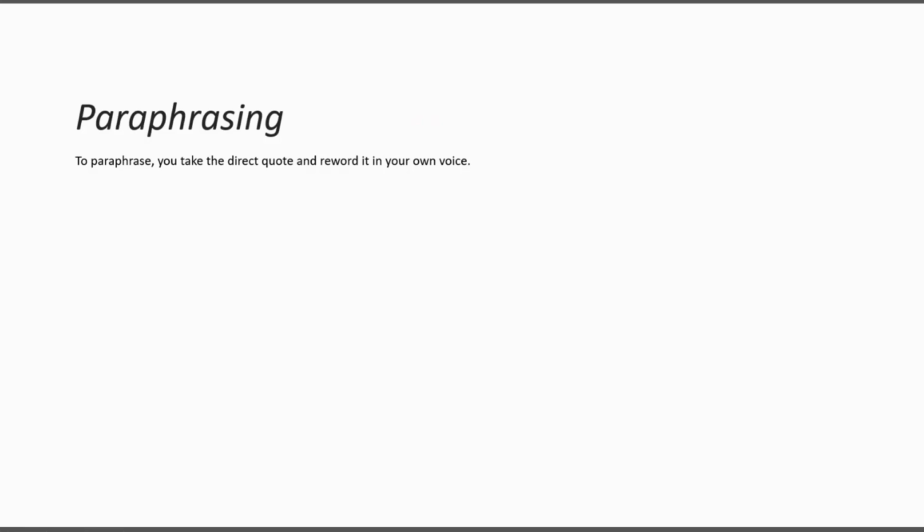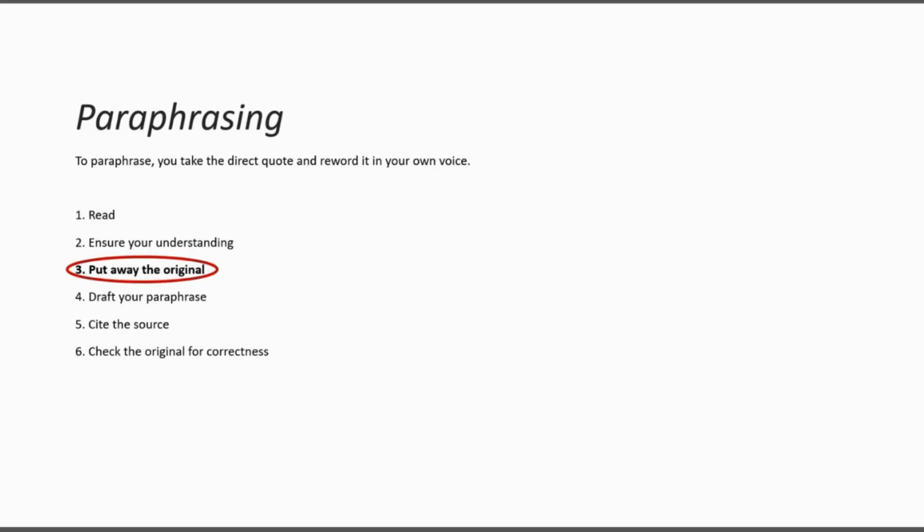Now we've been talking a lot about quotations, so let's just have a reminder about paraphrasing. Once you've read and understood what you want to paraphrase, you put that original text away. Otherwise, it's too easy to transfer over that exact wording or sentence structure. That can result in accidental plagiarism. So let's look at an example.